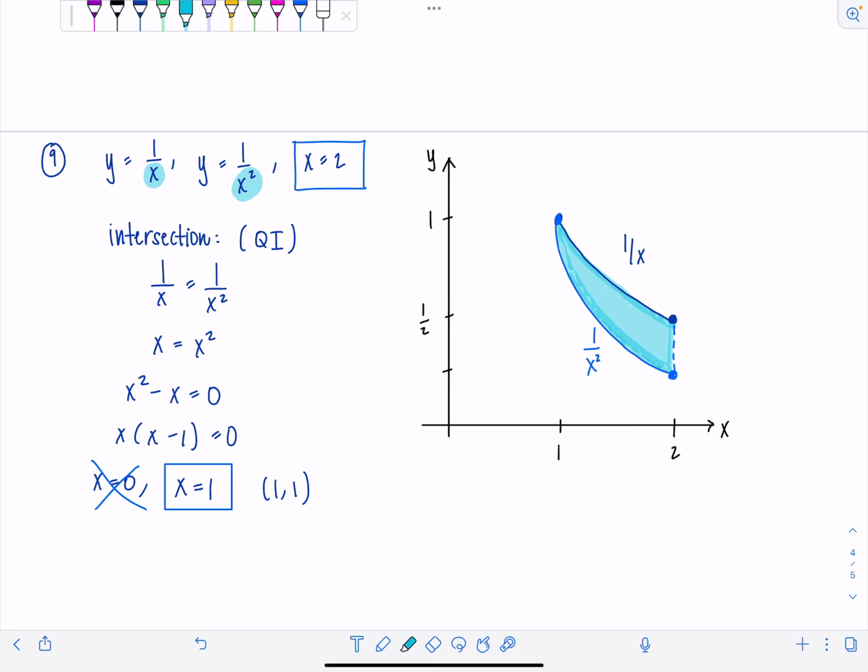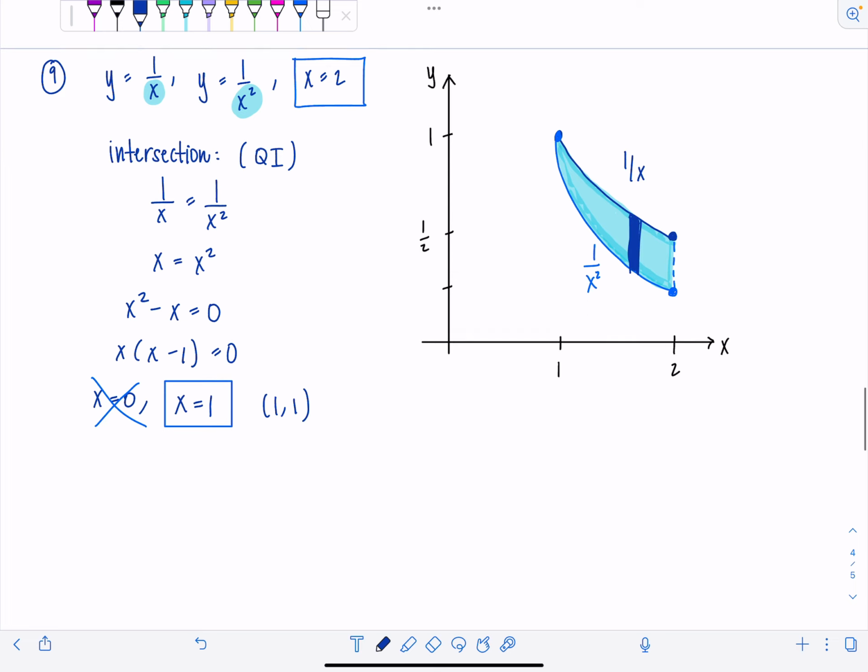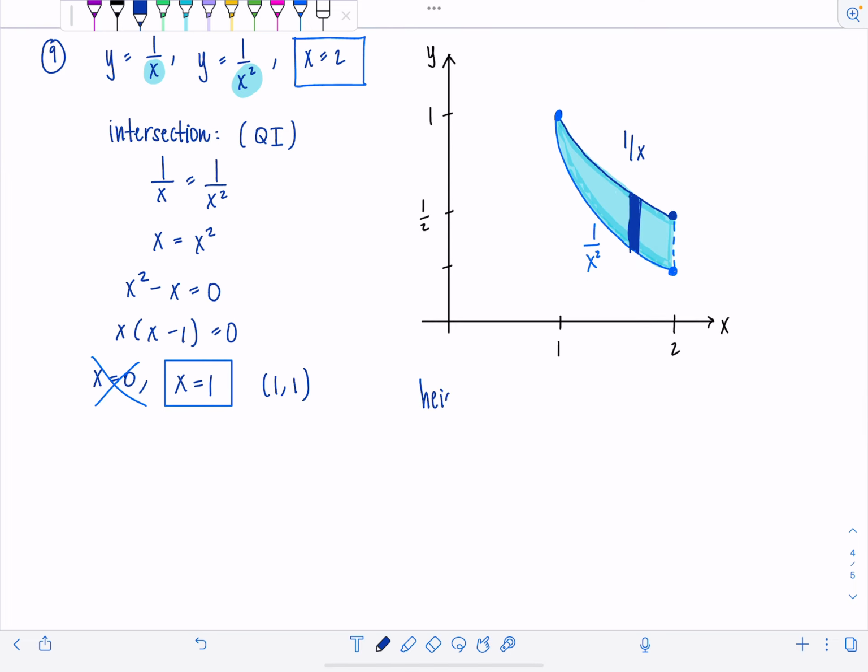So should we integrate with respect to x or y? x for sure. Can you tell yet? Here's the rectangle. Let's find the height and width. So height is going to be top minus bottom: 1 over x minus 1 over x squared. Width, delta x, which is dx. Okay, looks good. Let's set up our integral.